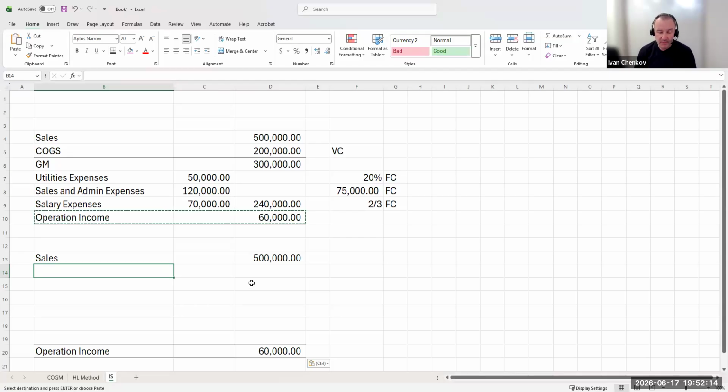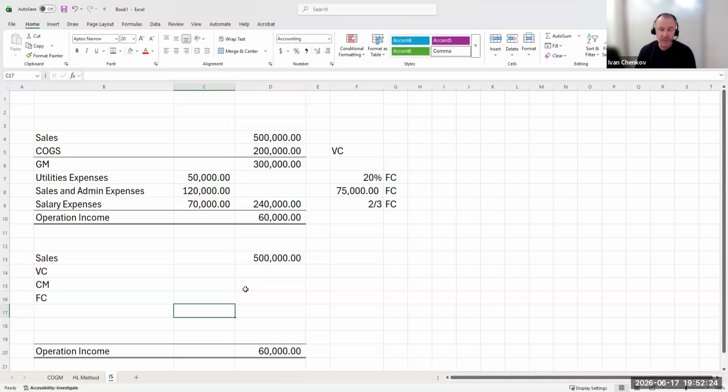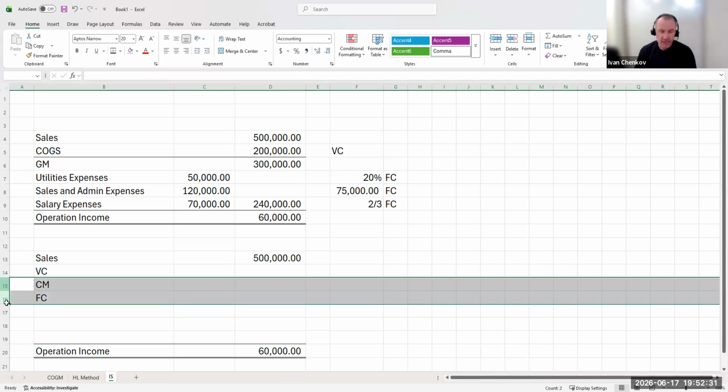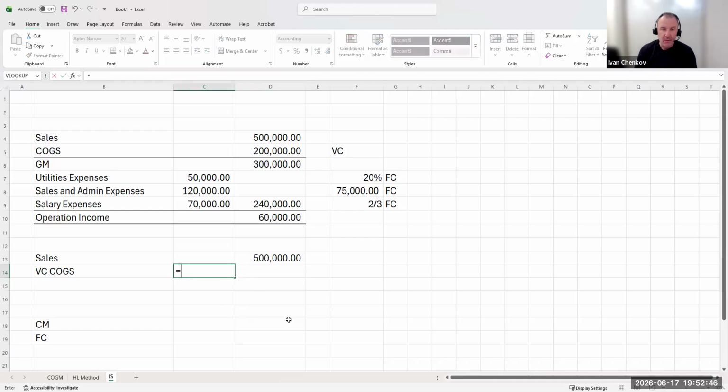What will be the different way? I'm going to present the variable cost, and then I'm going to get the contribution margin, and then I'm going to present the fixed cost. Then I'm going to get operating income. Now, to make it a little bit more challenging, let's insert the variable cost, that will be cost of goods sold. Since I know that my total cost of goods sold is variable cost, I'm just going to plug it here: 200,000 of variable cost.